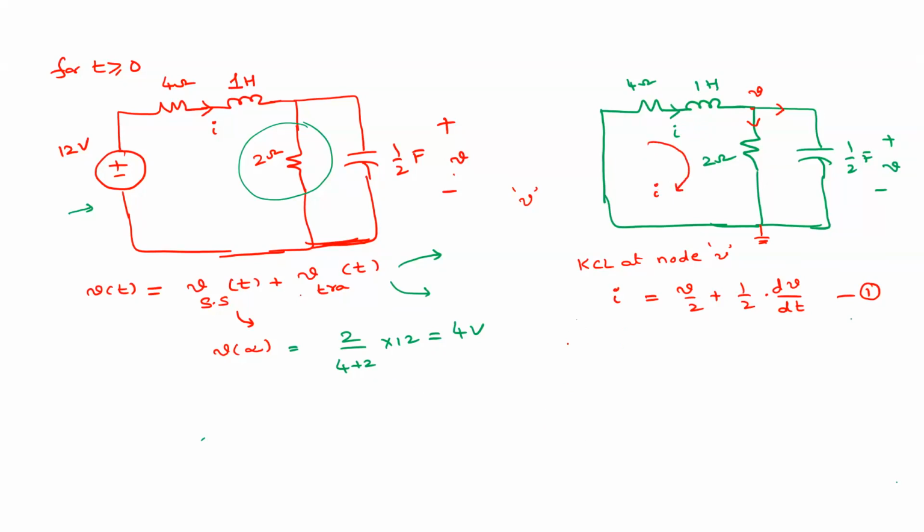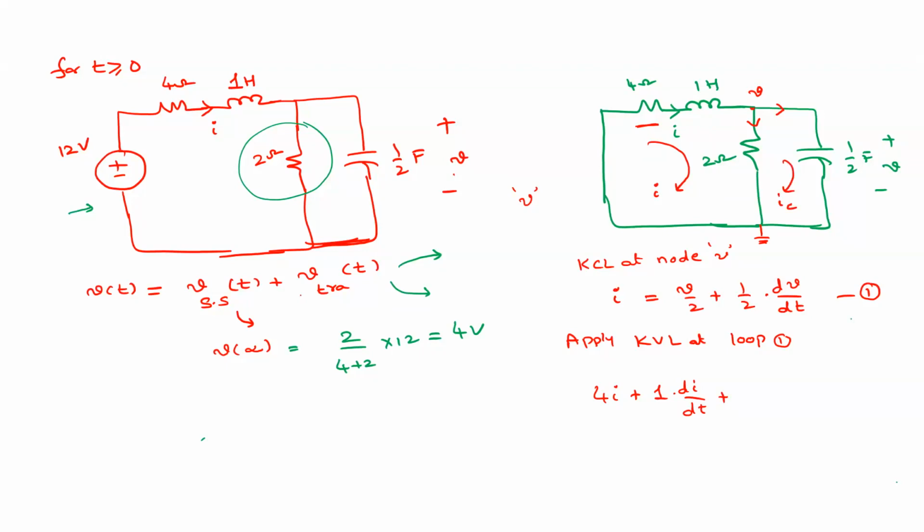Okay, so if we apply KVL at loop 1, what will it give? 4 into I plus 1 into dI by dt, plus, the current that flows through these two. For example, this is another current, IC. So I minus IC.